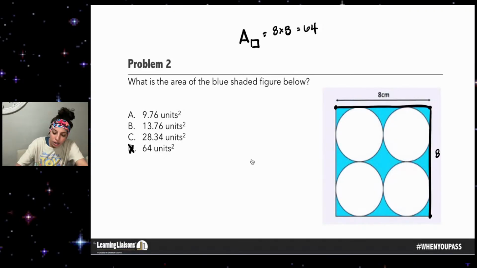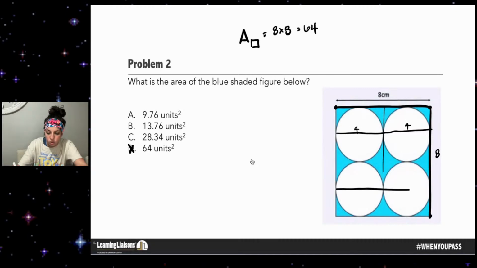Now, I know that if this whole thing is 8, then half of that is going to be 4. So the diameter of this circle is 4. The diameter of this circle is 4. And that's going to be true for down here. The diameter of this circle is 4 and the diameter of this circle is 4.